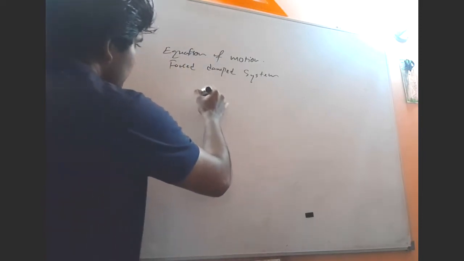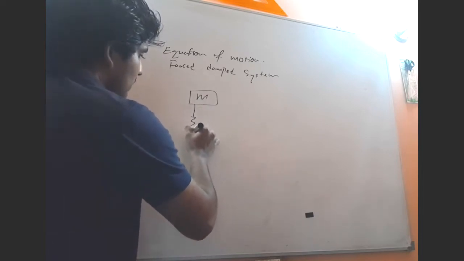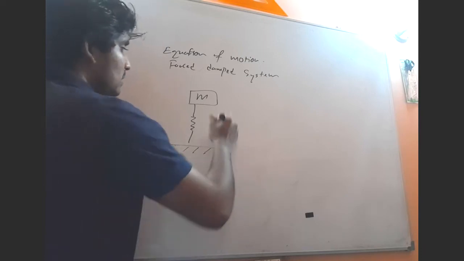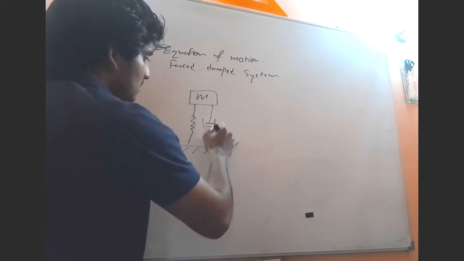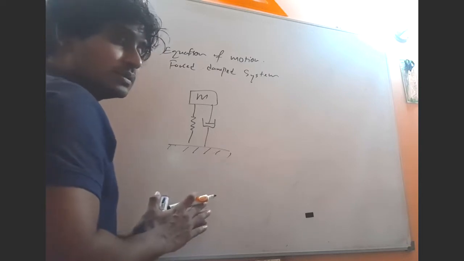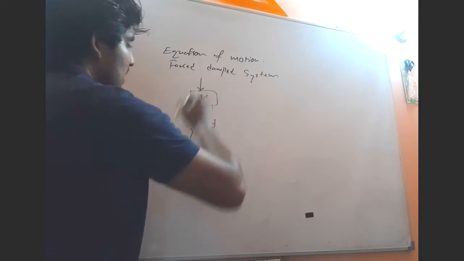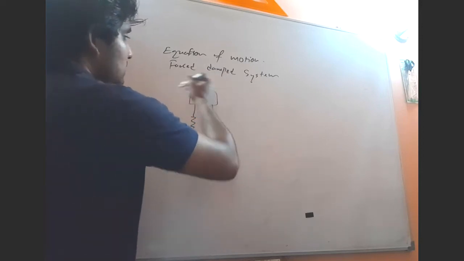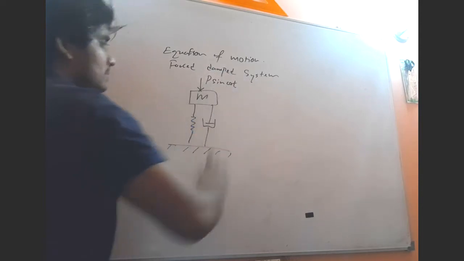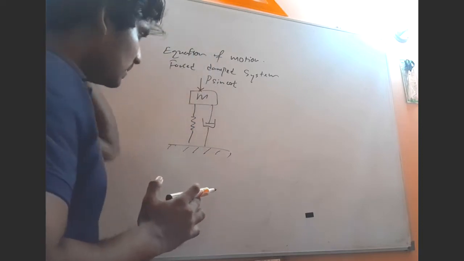Now here we have the mass, and we have a spring. This is the ground, and this is the damper. This is a forced damped system, which means there is a force acting on the mass. Let's say this force is P sine omega t. So now we have to write the equation of motion.